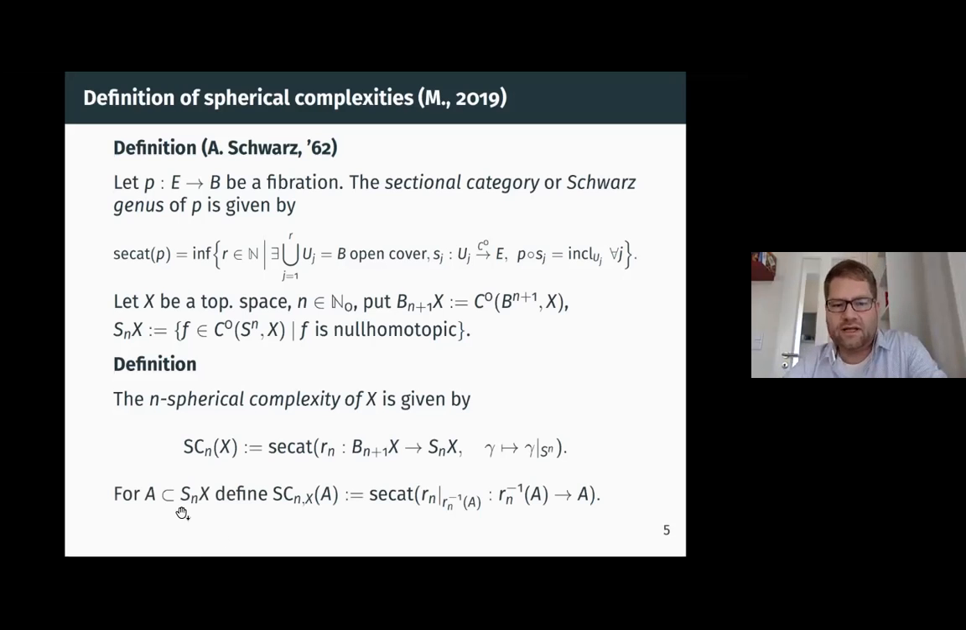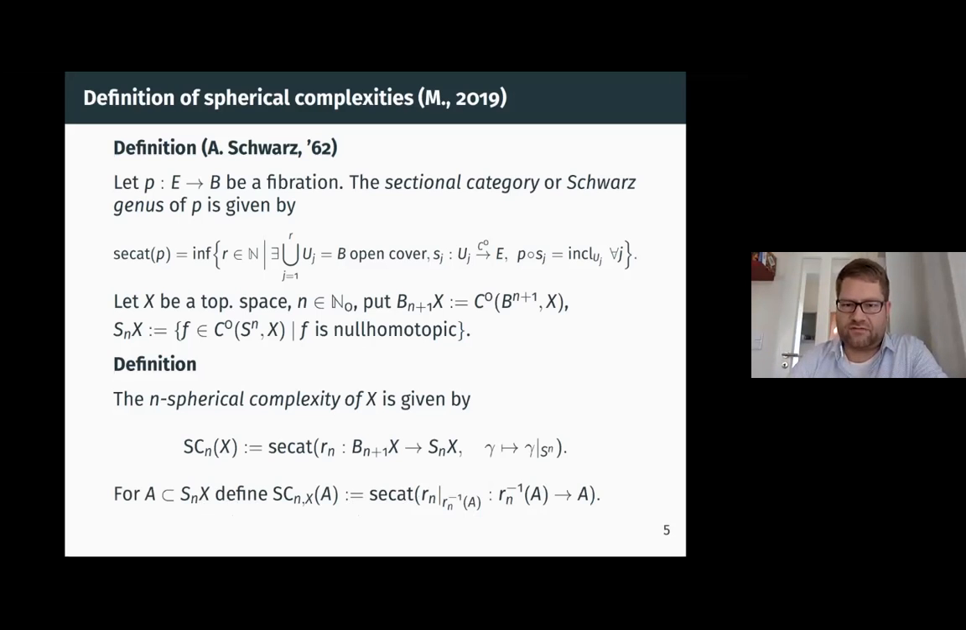Namely, for each subspace A of the sphere space, we consider the relative version of this, the sectional category of the restricted fibration. We simply restrict to the part of the fibration which lies over A, and then define the sectional category of this thing. Okay, and these invariants turn out to have nice properties.